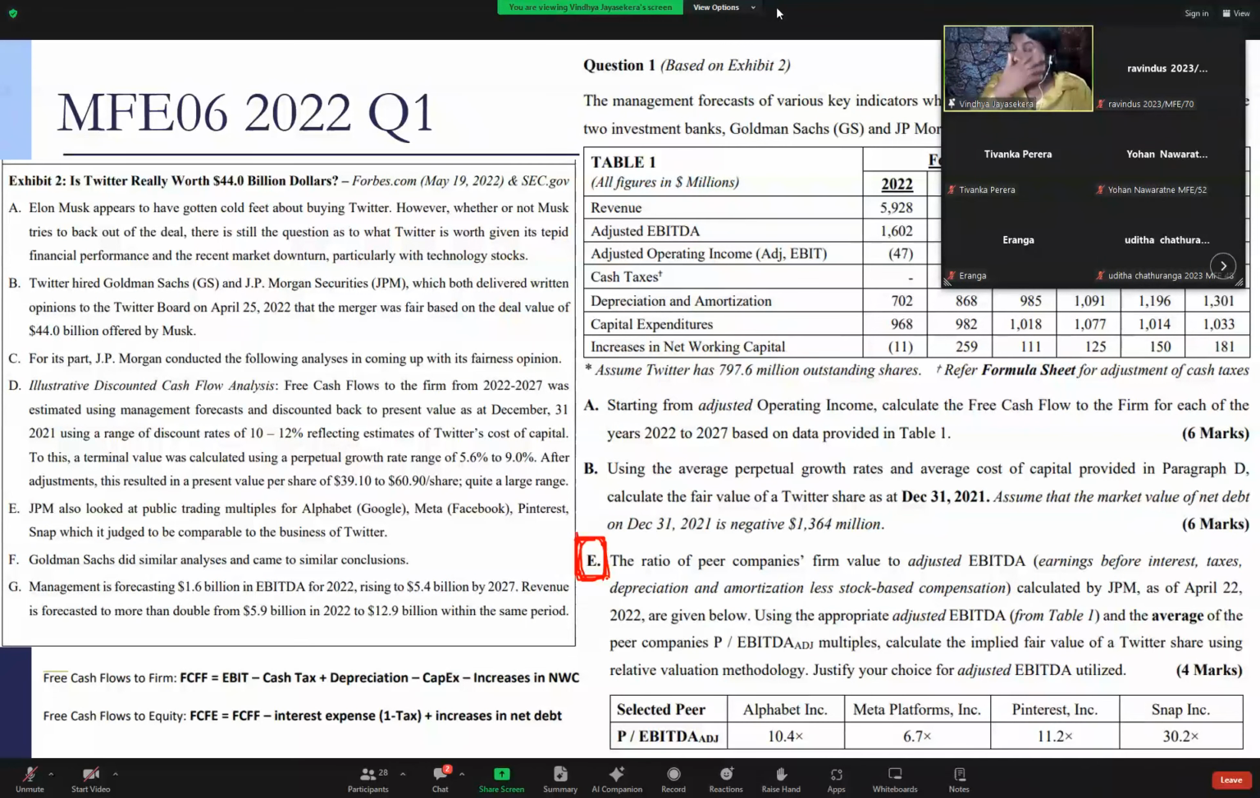So you have these selected peer betas. Yes, correct. So what do you do? You take the average. You just add up and divide by 4: 10 plus 6 plus 11 plus 30, divided by 4, to come up with the average price to EBITDA of the peers. So now I have the average price to EBITDA.